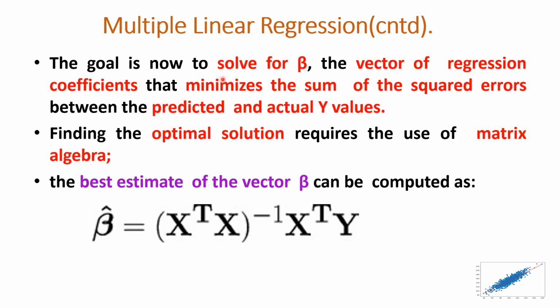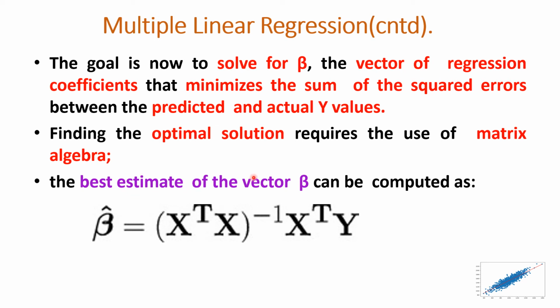The goal is now to solve for beta, the vector of regression coefficients that minimizes the sum of squared errors between the predicted and actual y values. So our goal is to determine the value for beta. Finding the optimal solution requires the use of matrix algebra. In order to find the optimal solution, we have to use the matrix concept.